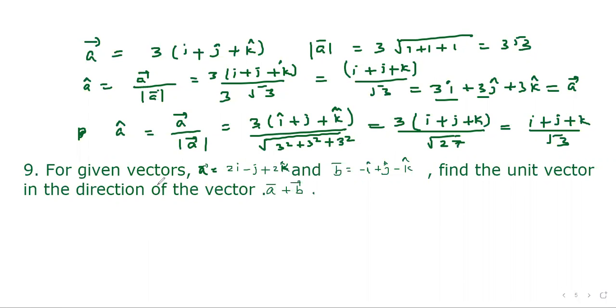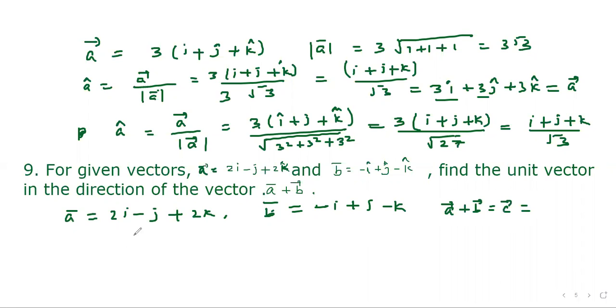Now let's go to the next question. Given vectors A equals 2i minus j plus 2k, and vector B is given as minus i plus j minus k. Find the unit vector in the direction of A plus B. First of all, we have to find out A plus B. Suppose A plus B is a vector C. So we find the sum.